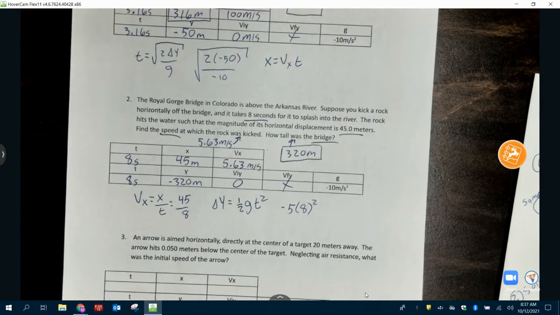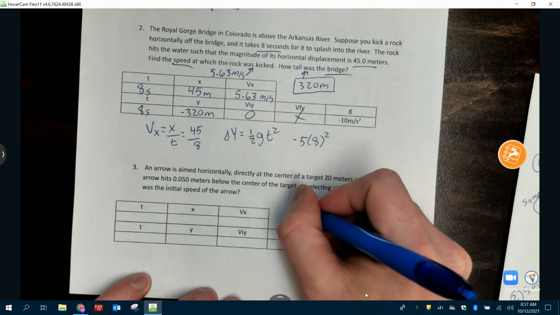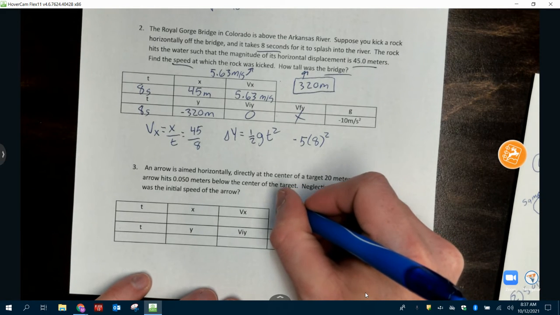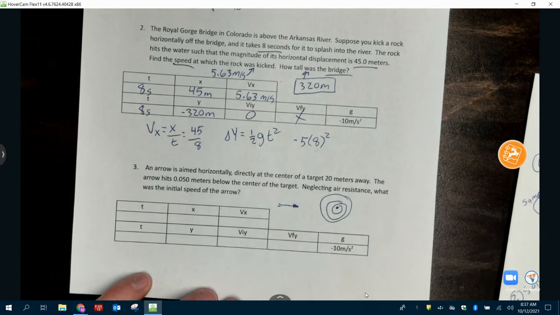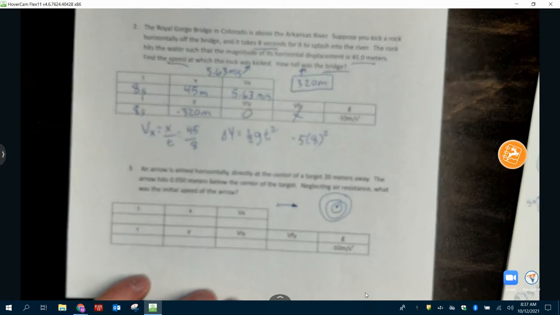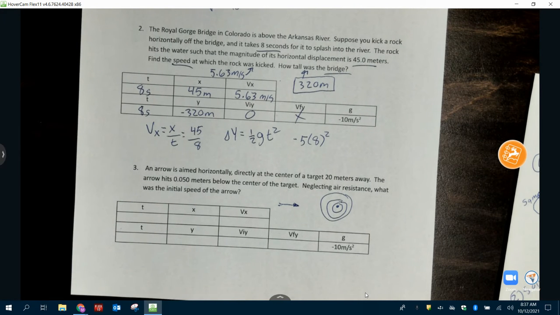Nice job. Three, an arrow is aimed horizontally directly at the center of a target 20 meters away. So we've got an arrow. There's your arrow. Here's a target directly across. Not a very pretty target. Okay. The arrow hits 0.05 meters below the center of the target. Neglecting air resistance, what was the initial speed of the arrow?